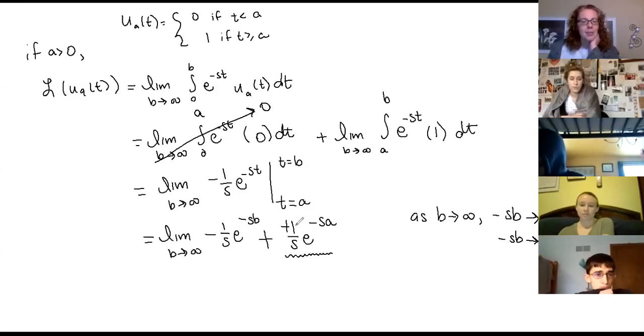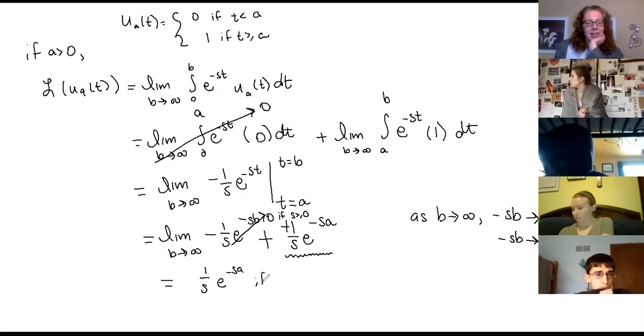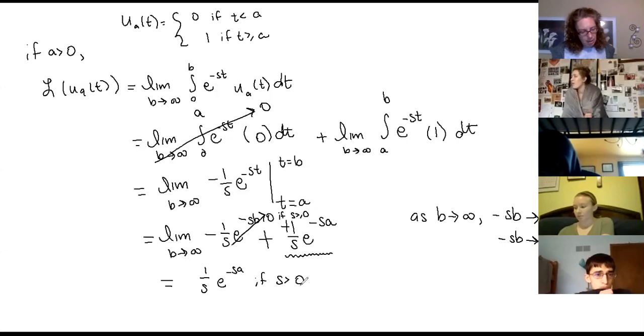If my exponent goes to positive infinity, this thing diverges. If my exponent goes to negative infinity, then the e part is going to go to 0, right? Think about the graph of e to the x. So this is going to go to 0 if s is bigger than or equal to 0. Think about what this looks like. So this limit ends up equaling 1 over s e to the negative sa if s is bigger than 0.